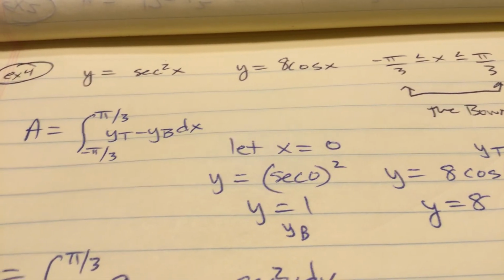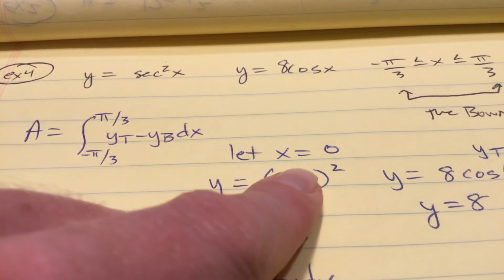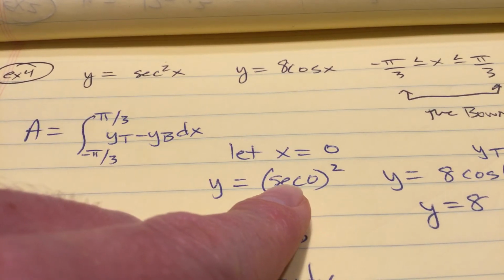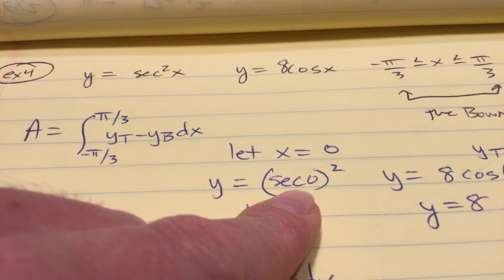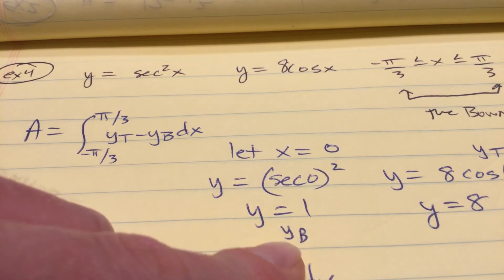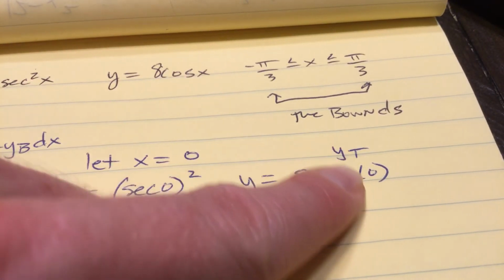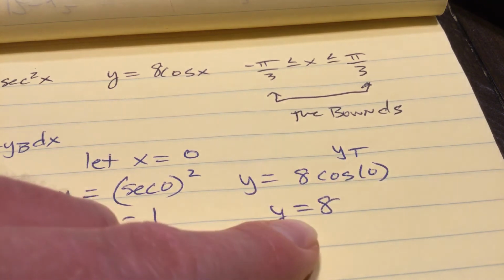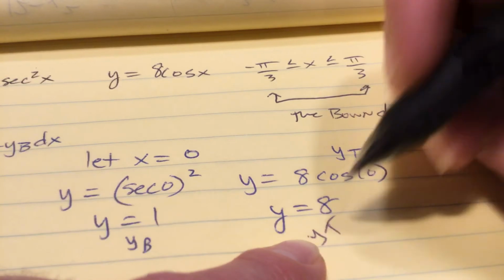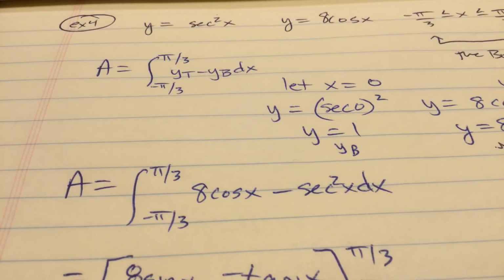Why don't I let x equals 0, something right in the middle. Plug 0 in here. Now remember, secant is the reciprocal of cosine. So secant of 0 is 1 over cosine 0. Well, cosine of 0 is 1. 1 over 1 is 1. 1 squared, 1. 8 cosine 0. Cosine 0 is 1. 1 times 8, 8. This is y top. So 8 cosine x is y top minus y bottom, secant squared x.